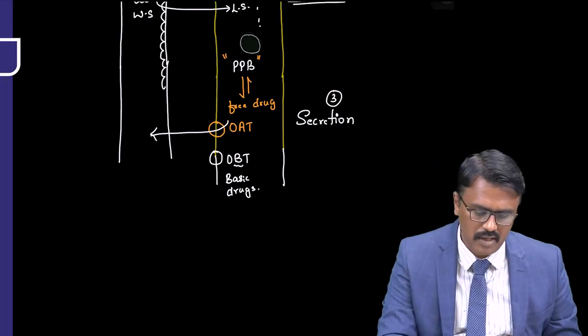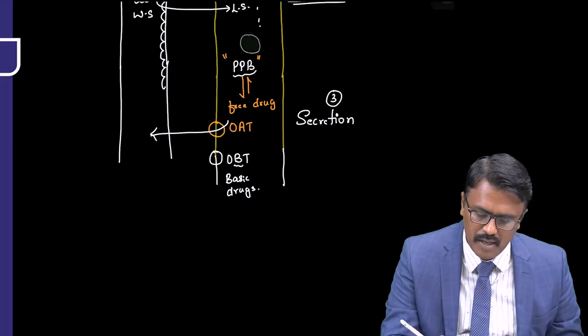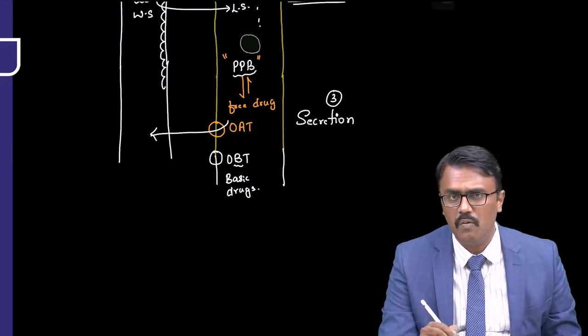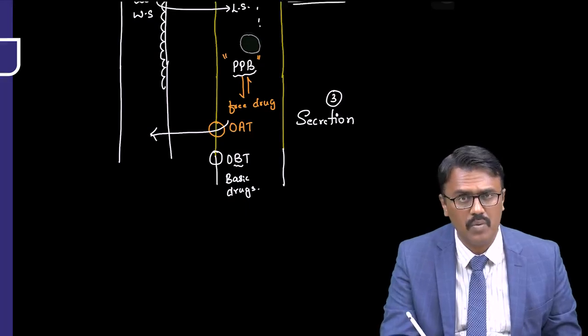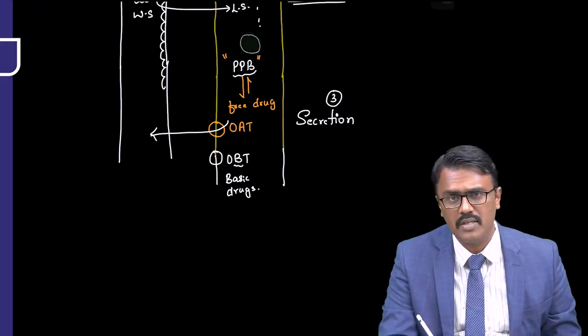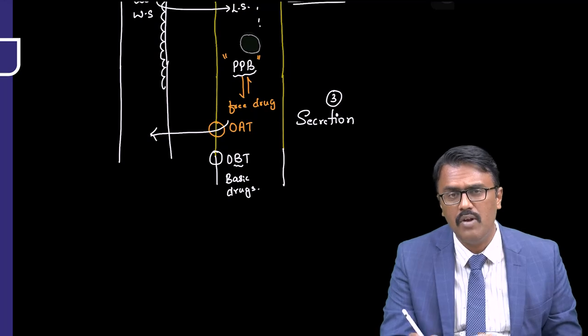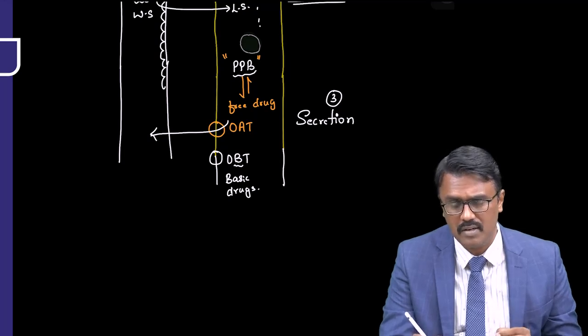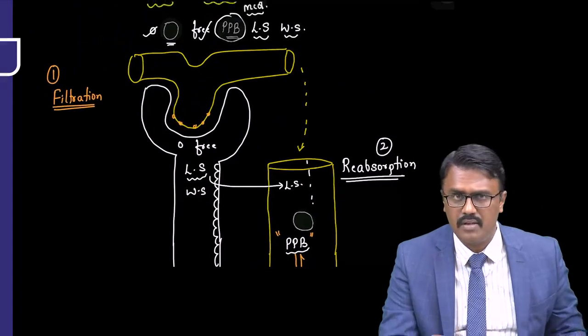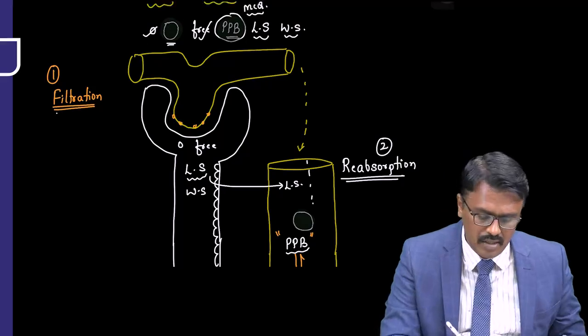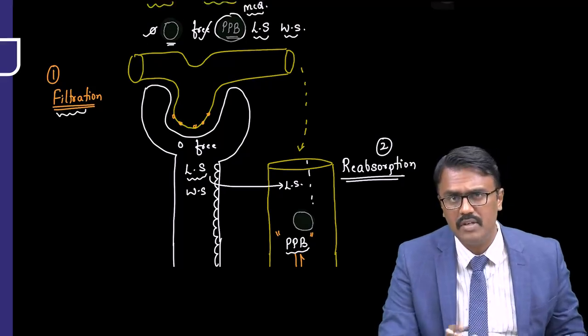The question asked in your exam is, will plasma protein binding affect the drug secretion? No, because even though it is bound, it becomes free in the peritubular vessel. So plasma protein binding will not affect the drug secretion. But what will be affected if it is plasma protein bound? The filtration is affected. So drug cannot be filtered if it is bound.